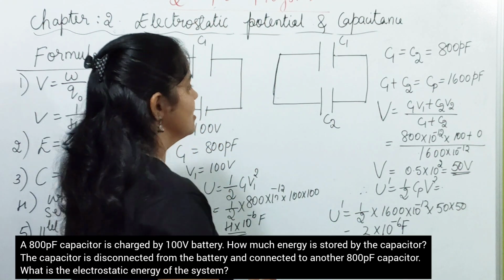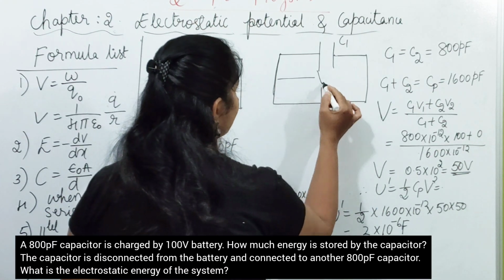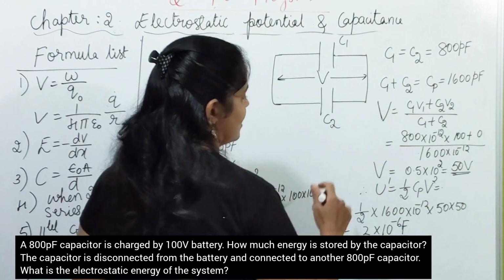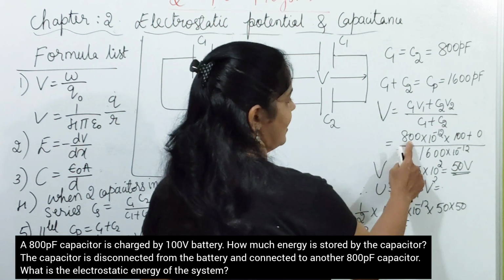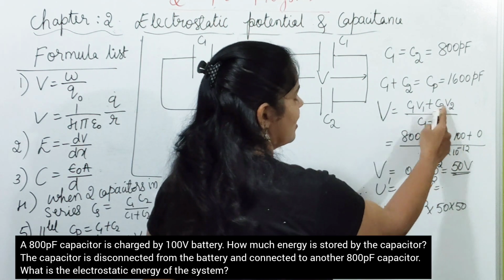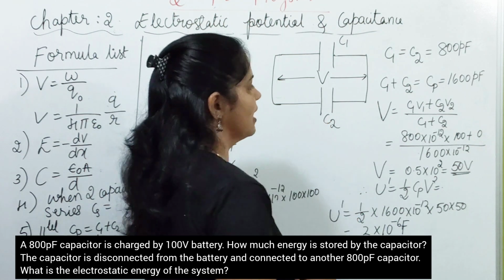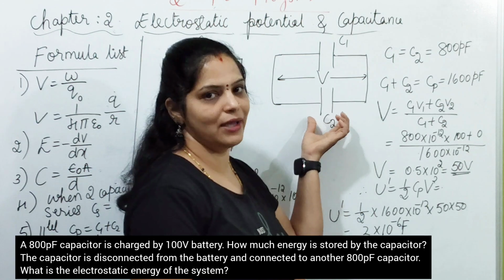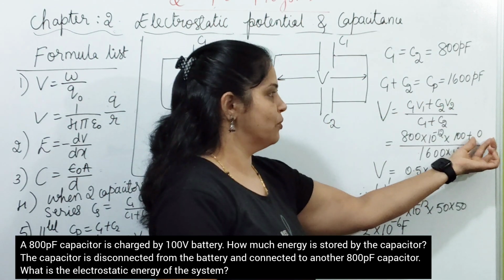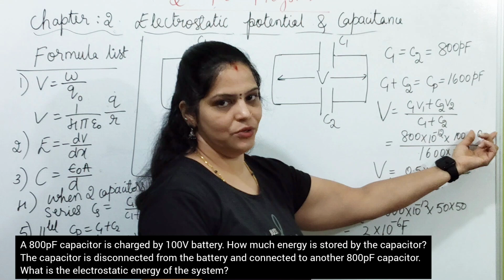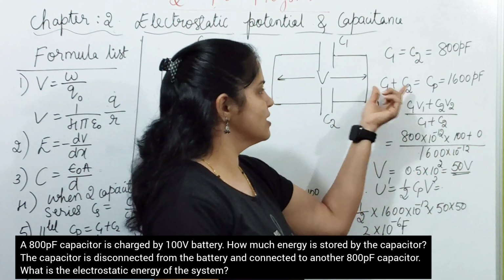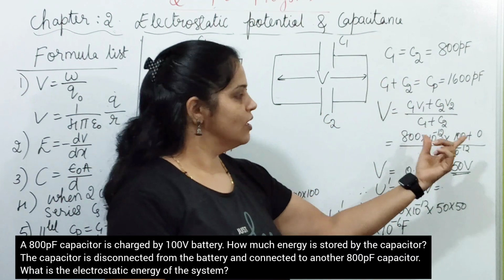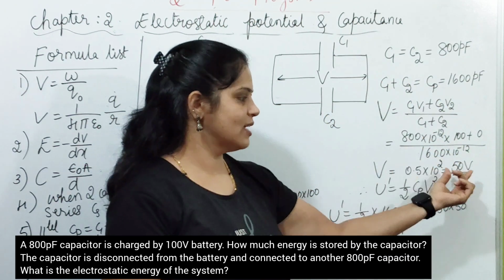These two capacitors, when they are connected in parallel, have a common potential. That common potential can be calculated using this relation. Here C1 is 800 picofarad, V1 is 100, whereas the second one is uncharged initially, right? Therefore there is no potential across the second capacitor, so V2 is 0, V2 into C2 is 0. The second term reduces to 0 divided by C1 plus C2. Since they are connected in parallel, the effective capacitance is C1 plus C2. Substituting, we get the common potential as 50 volt.